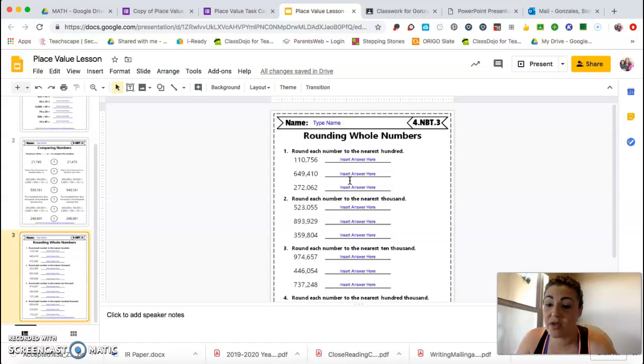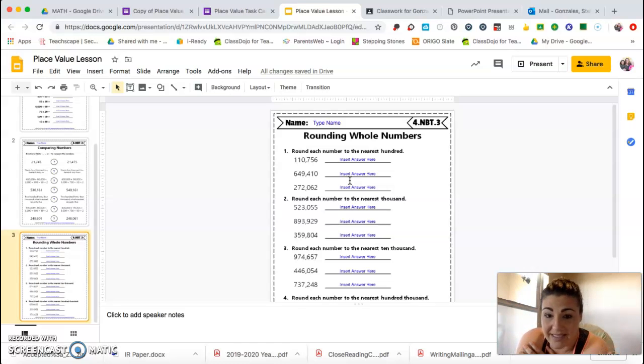Rounding whole numbers. This is one of the skills I probably see the most third graders and fourth graders struggle with, and that is rounding, okay? So when you round a number to the nearest 100, all the digits before the hundreds place, the larger digits like the 10,000s and the thousands, most of the time will stay the same. All the digits on the other side, the tens place and the ones place, become zeros.